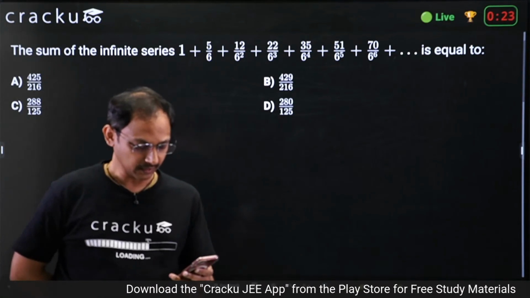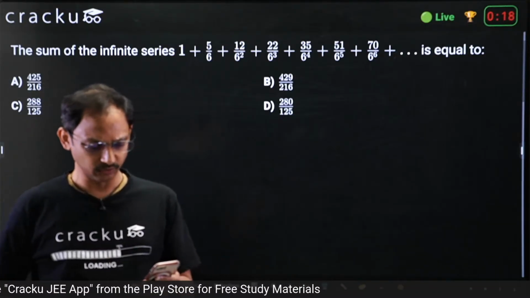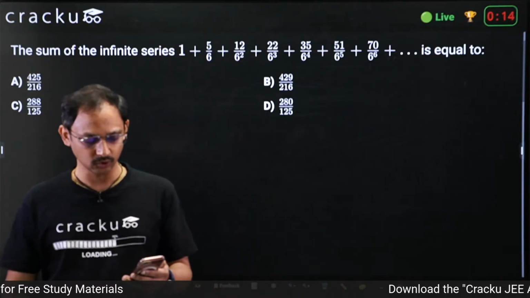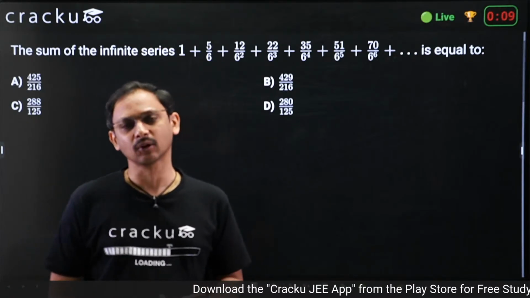Naveen Yadav is asking, hello sir, I am from a small town. Can I crack JEE from backward class of UP? Naveen Yadav, there is nothing like this. Don't go into those things. Anyone can crack JEE provided enough time and resources are given.